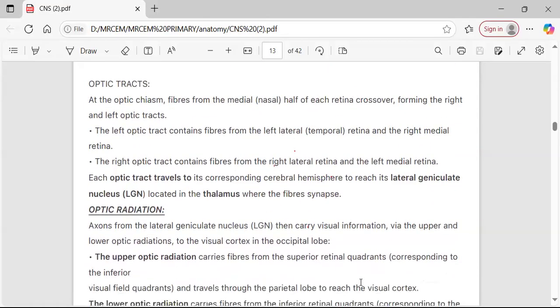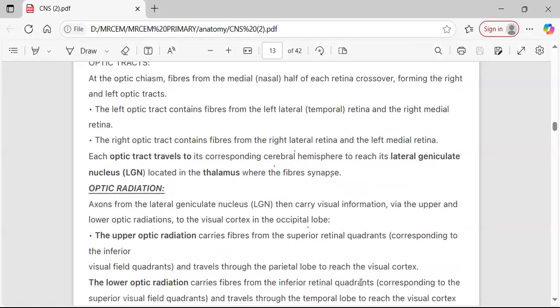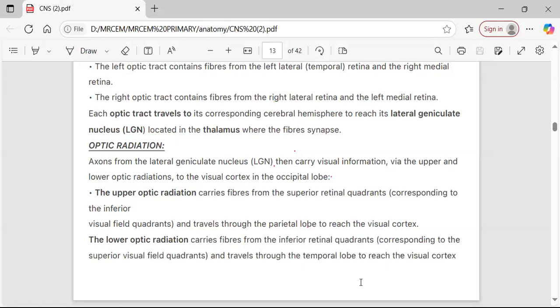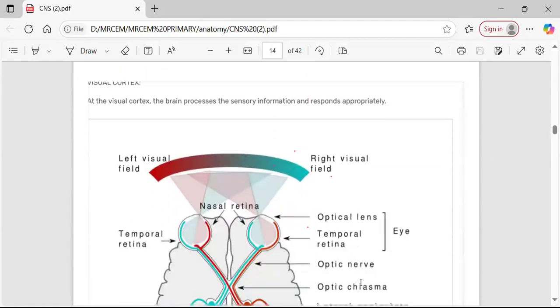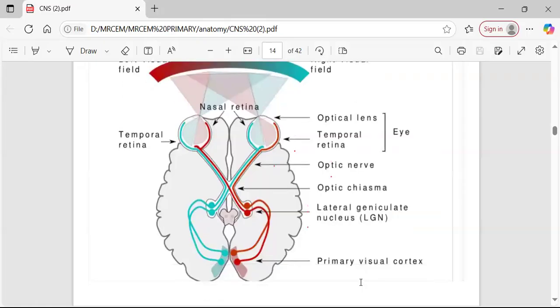So we will discuss that. The right optic tract contains fibers from the right lateral retina and left medial retina. Then the optic radiation: the upper optic radiation carries fibers from the superior retinal quadrants, and the lower optic radiation carries fibers from the inferior retinal quadrants. This is very important.